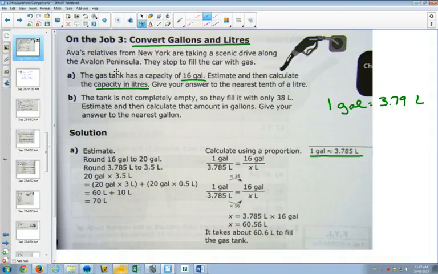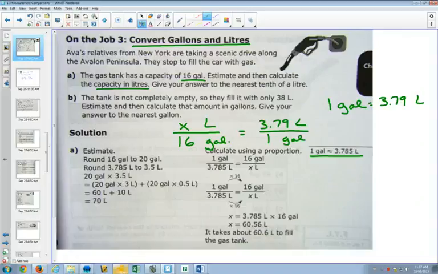Now when we set up our proportion, we want to find how many liters it is, and we know it's 16 gallons. This is what we've been doing every single time, right? And then we go to our formula sheet and we find out that 3.79 liters is equal to 1 gallon. So we'd multiply both sides of our equation by 16. 3.79 divided by 1 times 16, which you wouldn't have to do the divide by 1. You get 60.64.